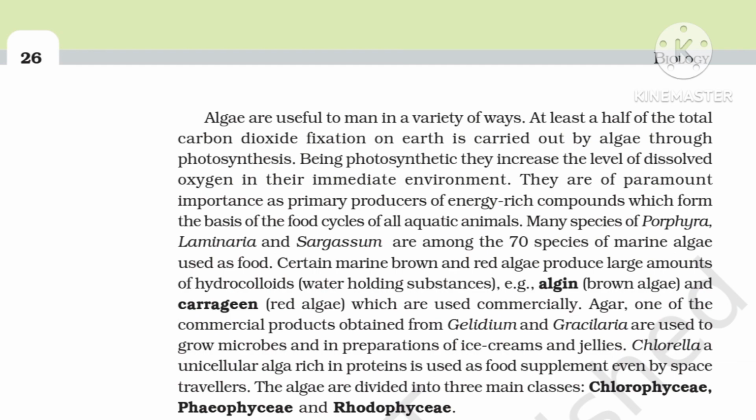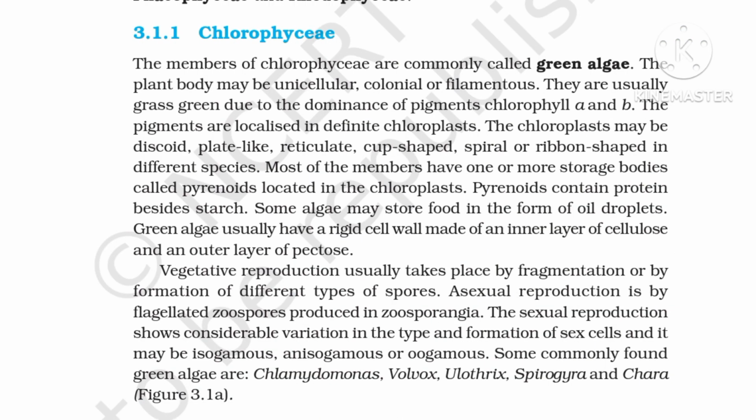The algae are divided into three main classes: Chlorophyceae, Phaeophyceae, and Rhodophyceae. Chlorophyceae. The members of Chlorophyceae are commonly called green algae. The plant body may be unicellular, colonial, or filamentous. They are usually grass green due to the dominance of pigments chlorophyll a and b.